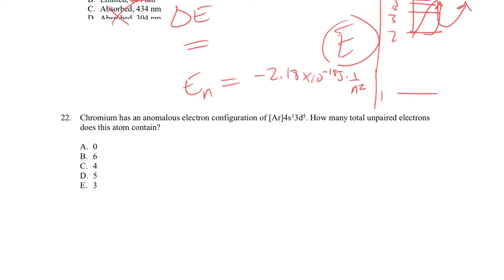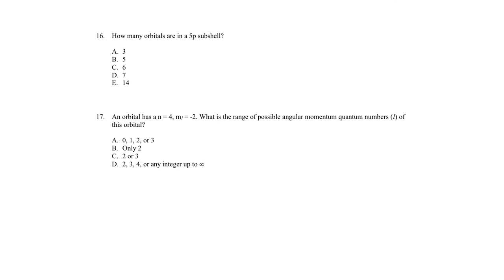Chromium has electron configuration 4s1, 3d5. So 1, 2, 3, 4, 5, 6 unpaired electrons. How many orbitals are in a 5p subshell? 1, 2, 3: 5px, 5py, 5pz. So 3.